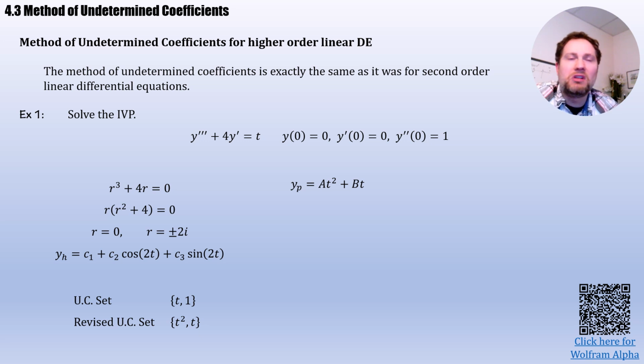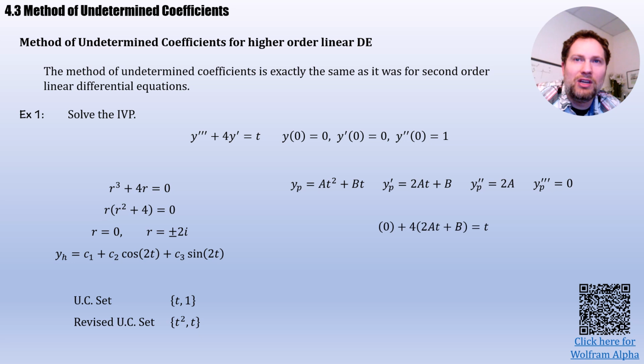It'll have two unknown constants, a and b, times the things in our UC set. We're going to need first, second, and third derivatives as we plug those into the original differential equation. So let's do that now. The original differential equation doesn't make this a super hard task for us. We get 0 plus 4 times 2at plus b, right?